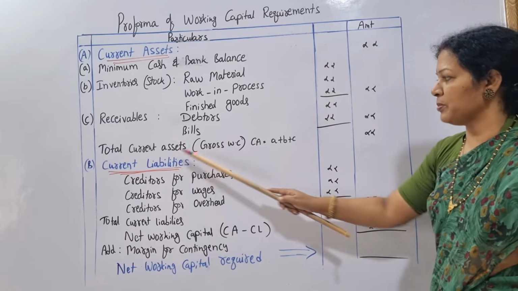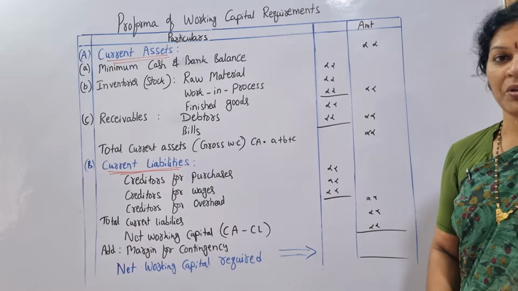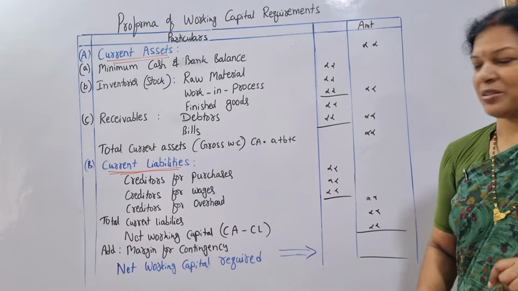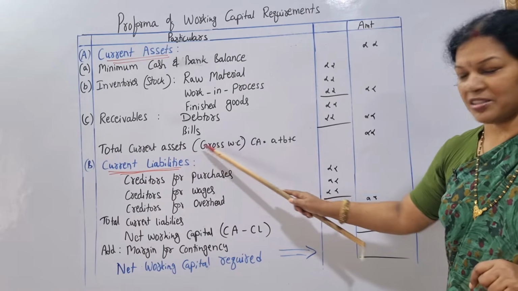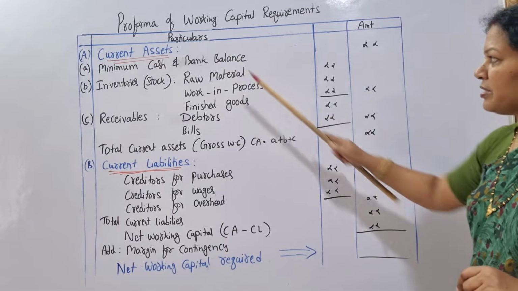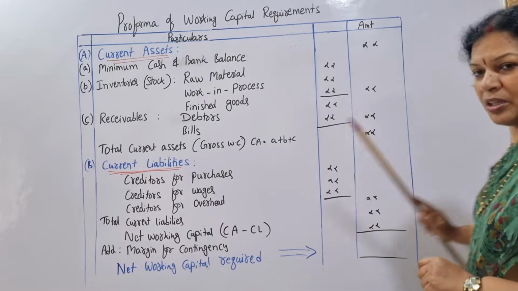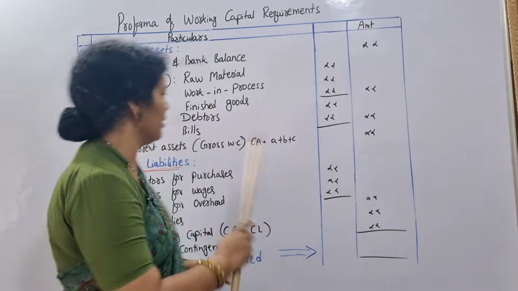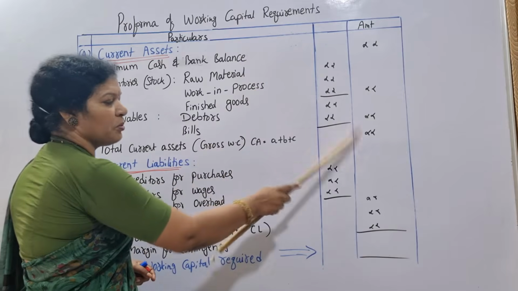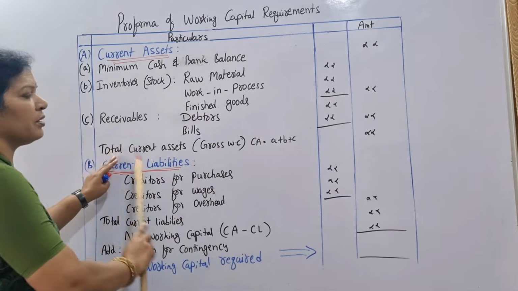The total of these current assets is the gross working capital, not net. Net we will come to know when we deduct the current liabilities. So total current assets, that is gross working capital, is A plus B plus C. All these things if we add, you will be getting total current assets. Am I clear? Current assets are over up to here.